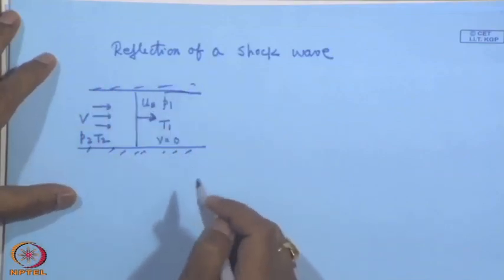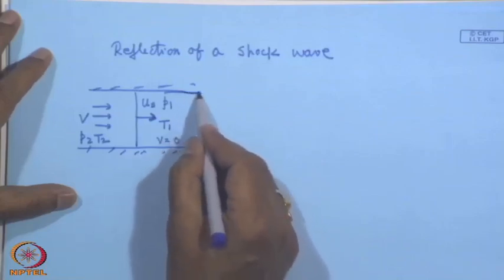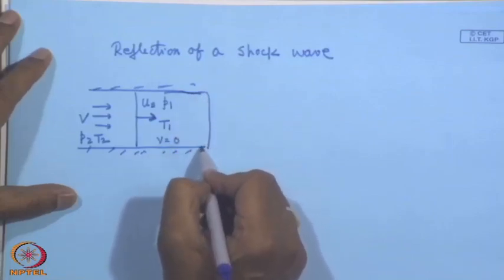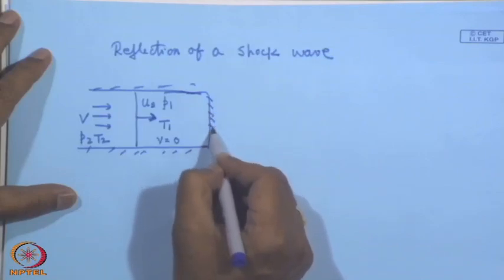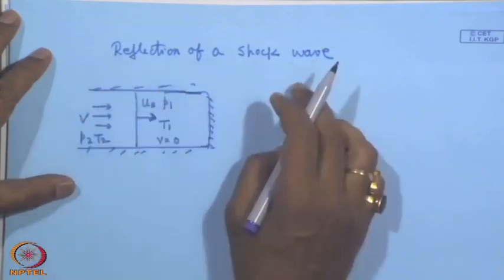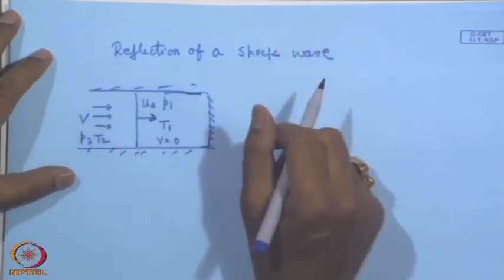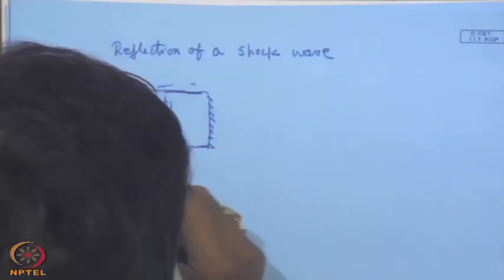Now, what happens if this thing is closed at the end? That means there is a closed end, or the pipe was open and suddenly the valve is closed. That means the shock wave is moving and the pipe is closed at the end, or is being closed by the closure of a valve at the end. So what will happen? Physically, you try to understand what will happen.